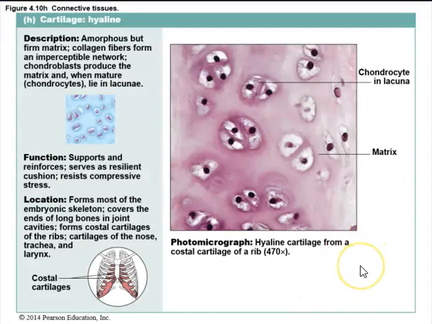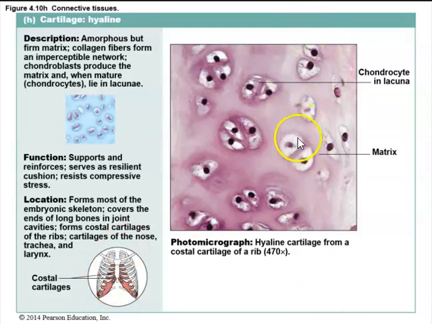So here is a slide showing hyaline cartilage. This is found in the costal cartilage of a rib. It has an amorphous but firm matrix. We know that collagen fibers form an imperceptible network. We have the immature cells, the chondroblasts, that produce the matrix, and when these cells mature, they become chondrocytes, and they lie in these spaces called lacunae, or lacuna.